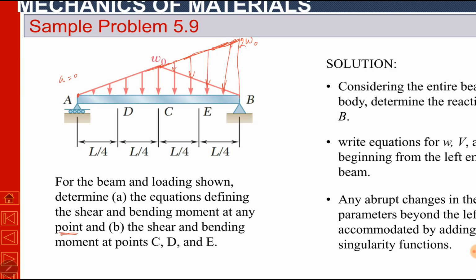We have added W naught at this end and 0 at point C, 2 W naught at end B and 0 at point C. We will add upward load here. Now we have two triangles. One triangle with downward load at a distance A equal to 0 from the left end, and the other triangle at a distance A equal to L by 2 from the left end.